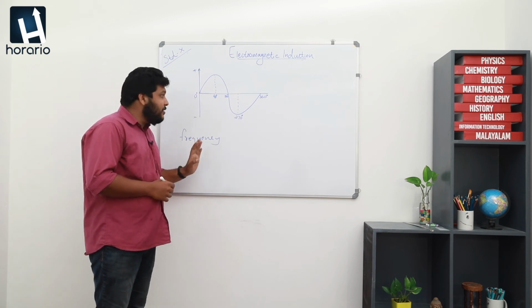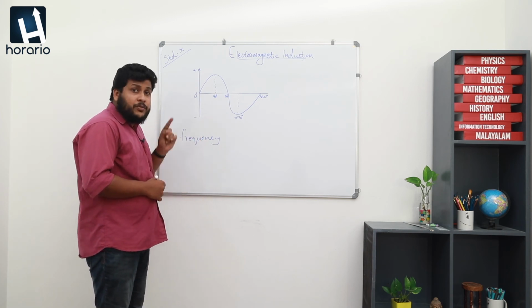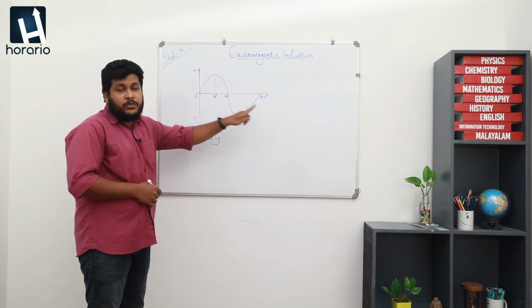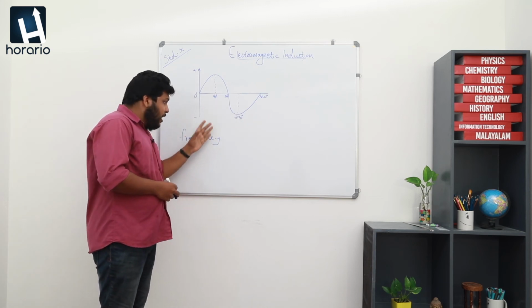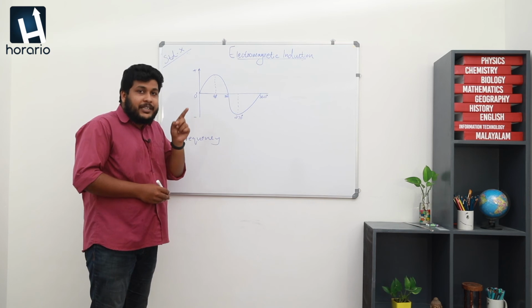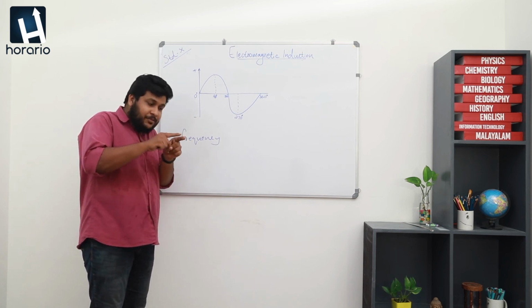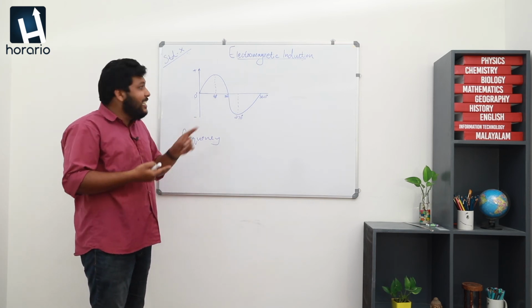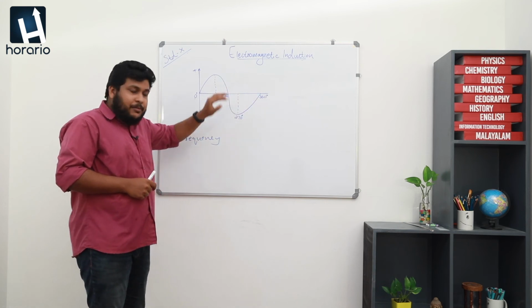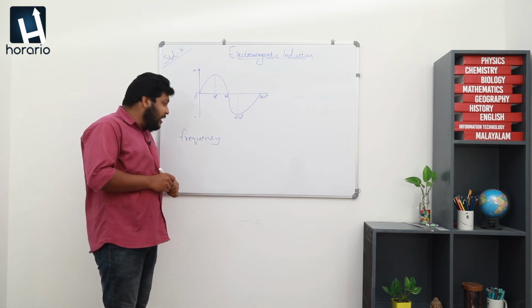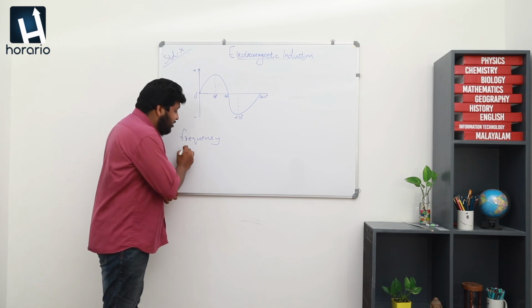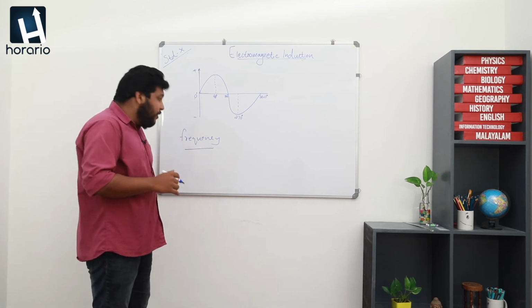The period means the time taken for the rotation of the armature from 0 degree to 360 degree. Which means if one period is completed, the rotation from 0 degree to 360 degree is complete. In this manner, we can coin a new term, which is known as frequency.